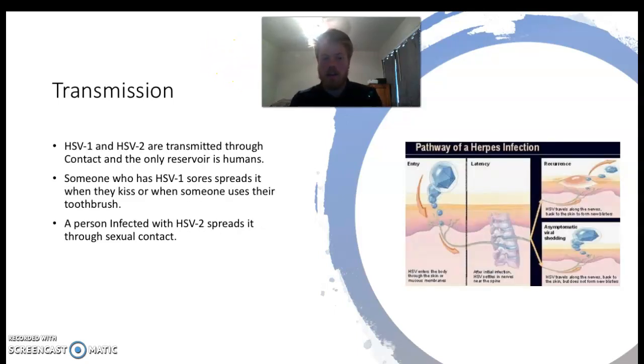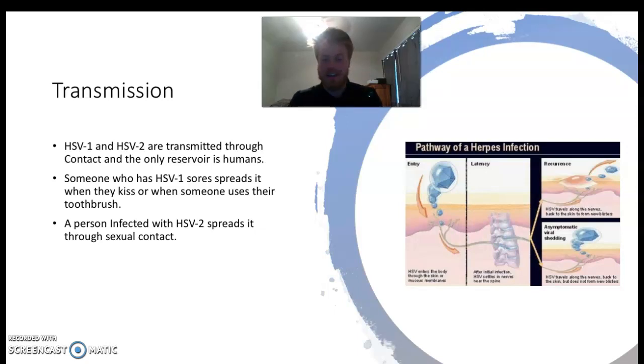Transmission. HSV1 and HSV2 are transmitted through contact, and the only reservoir is humans. So it's pretty easy to prevent, but it's also very common, so I'll get into that a little bit later. Someone who has HSV1, their sores spread it when they kiss, or when someone uses a toothbrush. You have these sores on your mouth, and they have pus and whatnot. And so if you're kissing someone and they come into direct contact with those sores, that's contact. They can be transmitted that way. If you share toothbrushes, guys, don't share toothbrushes.